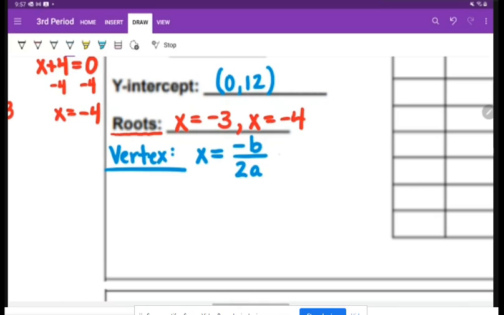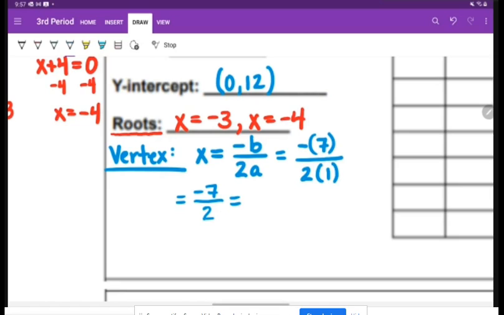But in for b, we have to put 7. And in for a, we have to put 1. So we put parentheses around those when we plug them in. That's important. It's especially important when we're plugging in negative numbers, for instance, but that's not what we have in this example. So we have negative 7 on the top when we simplify that. And on the bottom, 2 times 1 simplifies to 2.